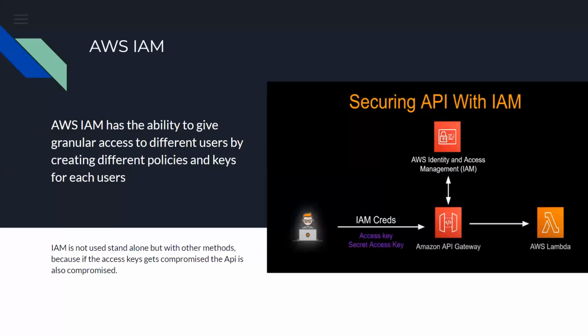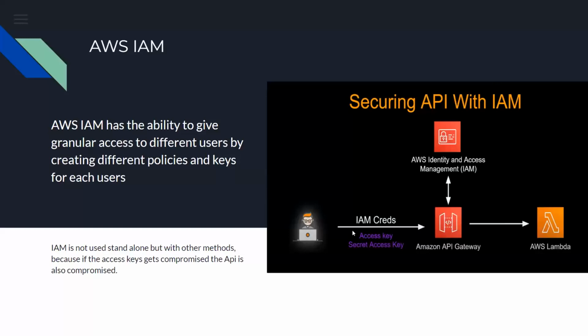We have four. We have the AWS IAM, we have Cognito. We'll see them one after the other. So the first API gateway security mechanism we'll be discussing is securing an API with IAM. AWS IAM has the ability to give granular access to different users by creating different policies and keys for each user. This is a simple diagrammatic representation of what AWS IAM is.